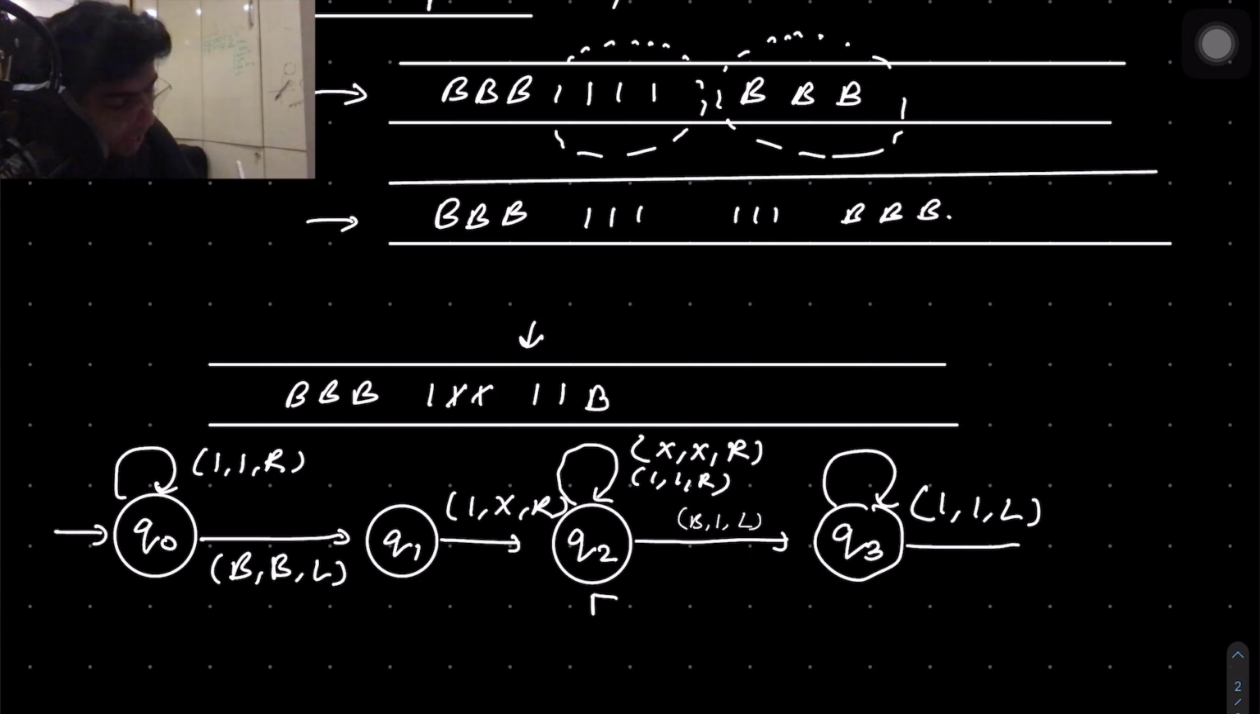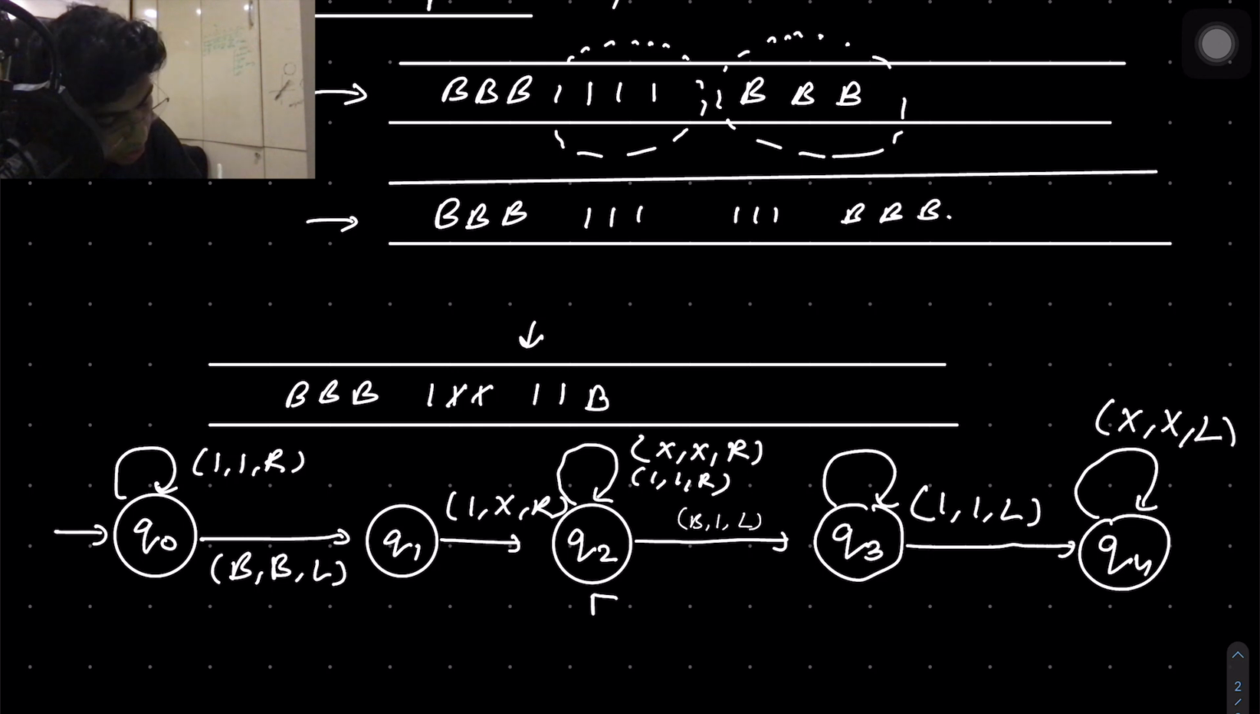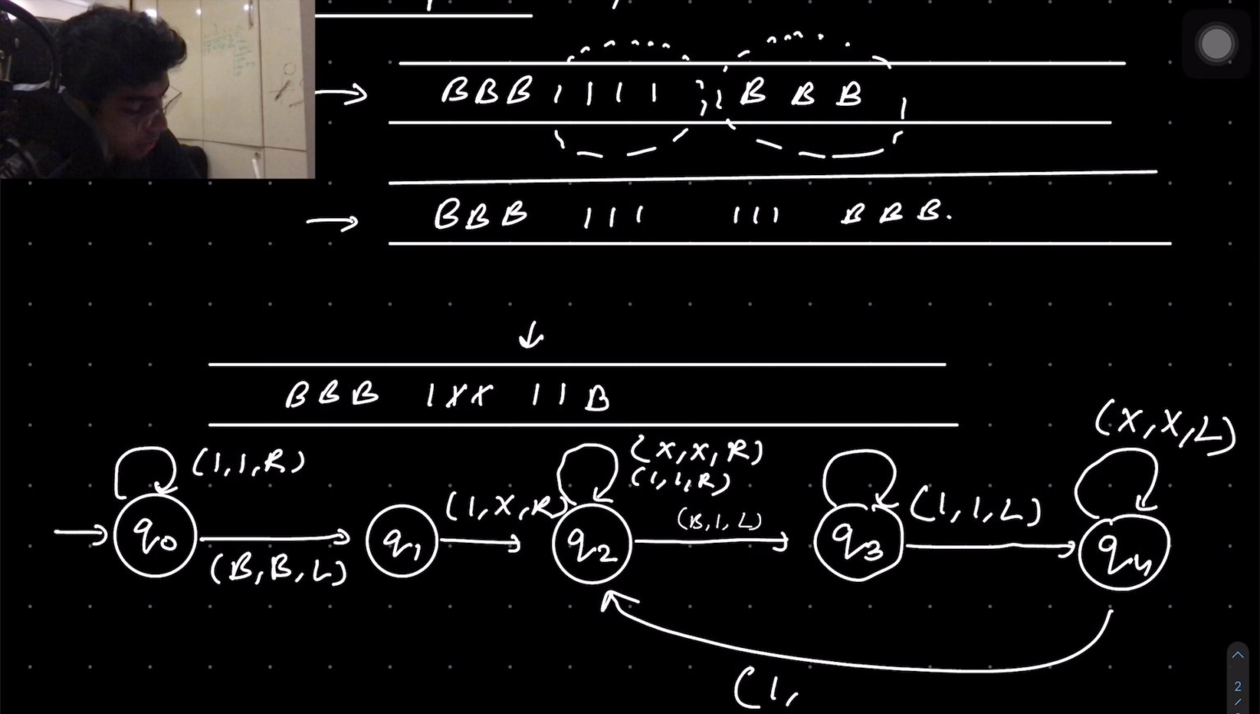So I will add another state over here, which is q4, and in this state I'll go through the x's, x comma left, and when you do come across the 1, I want you to make it into an x. Okay, so when you come across 1, make it into an x and go right. Okay, so let's see what we go doing.